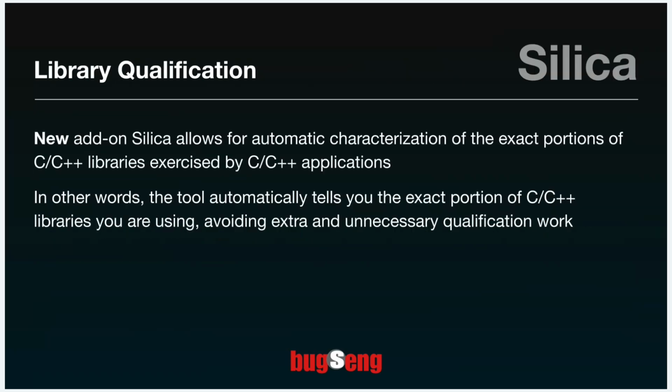Continuing to talk about qualification, the ECLAIR suite offers also two products that enable you to automate library and compiler qualification. For automating library qualification, we have Silica, and you can run Silica to know exactly what portion of a library is used in your project. For example, say that you're using the C standard library, which is huge, and you don't want to qualify it all, but just the part that you're actually using. And in this way, with Silica, you can concentrate your efforts on qualifying just what is relevant for your particular use case.